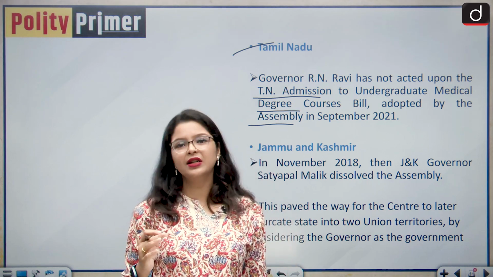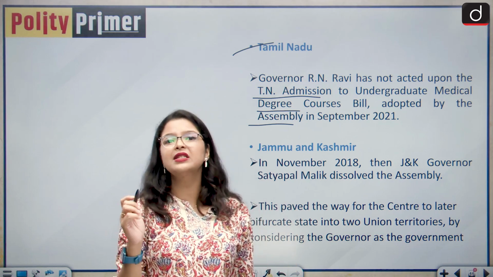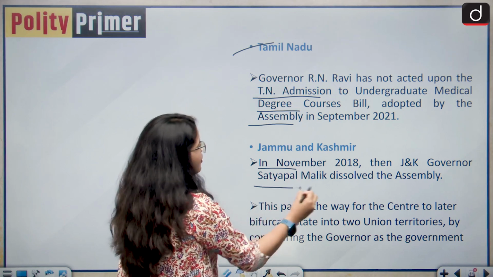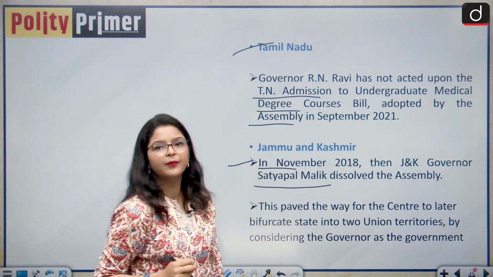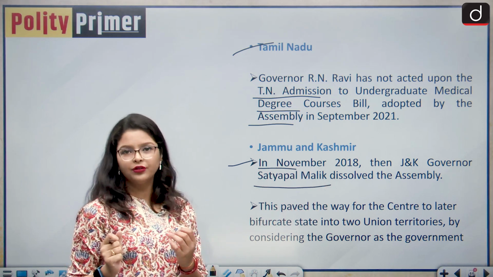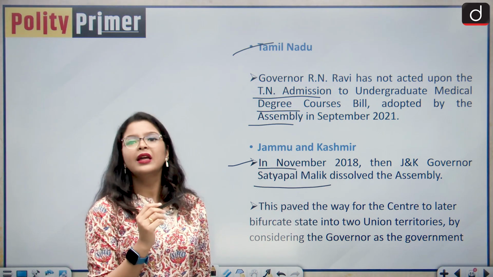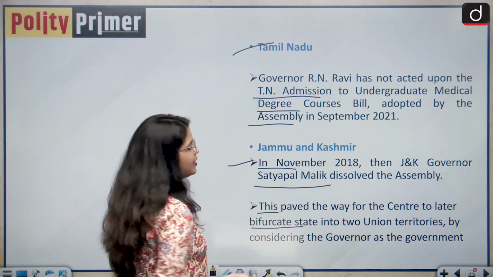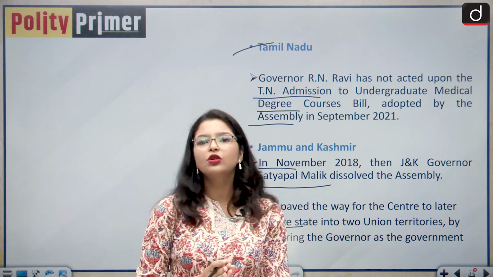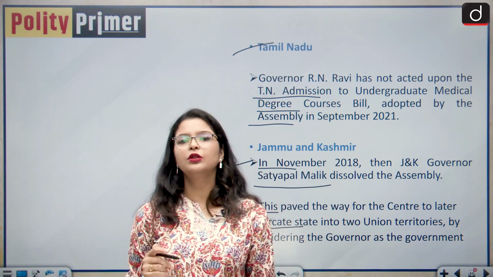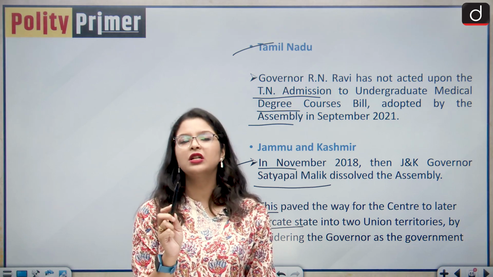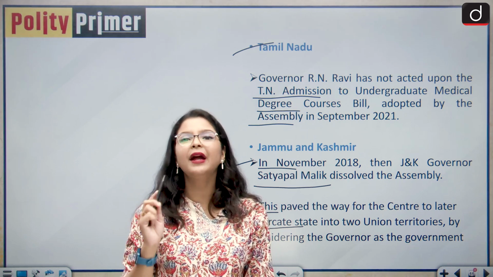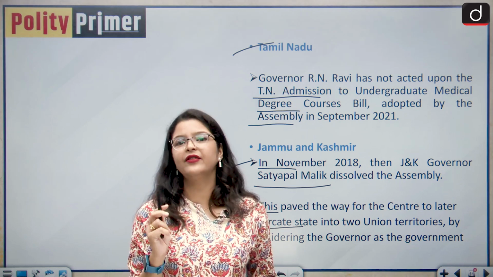Now let us proceed to understand the situation in the former state of Jammu and Kashmir. So in November 2018, the J&K governor Satya Pal Malik dissolved the assembly on the recommendation of the centre. He dissolved the assembly, and this paved the way for the centre to later bifurcate the state into two union territories. So Jammu and Kashmir currently is divided into two union territories, the Union Territory of Jammu and Kashmir and Ladakh. So this dissolution of the assembly paved the way for the abrogation of Article 370 later.